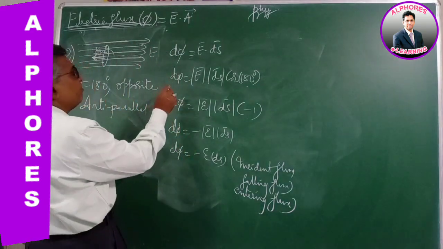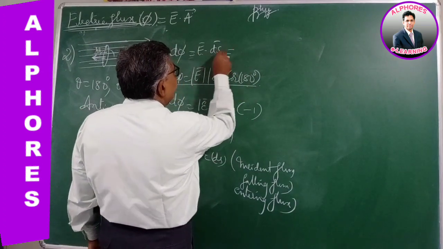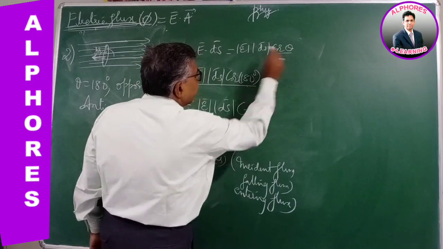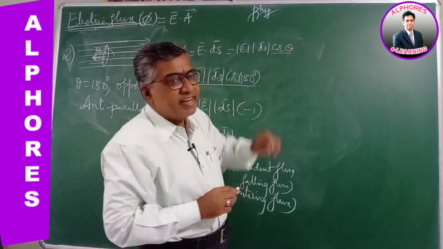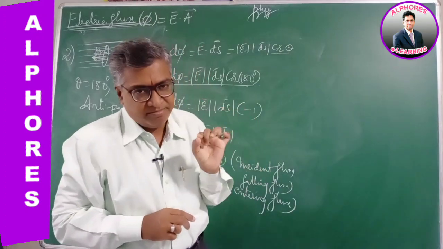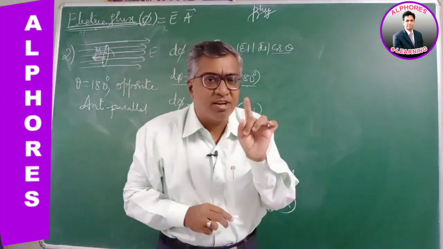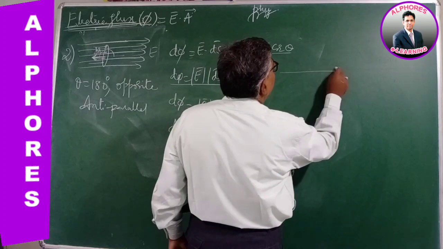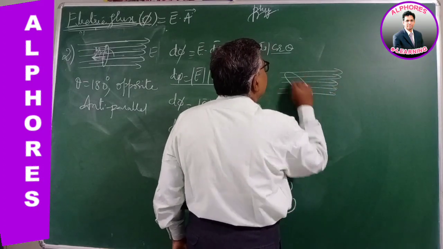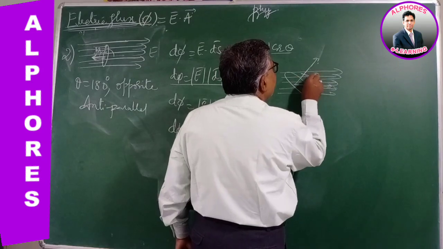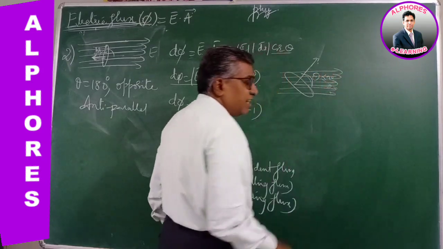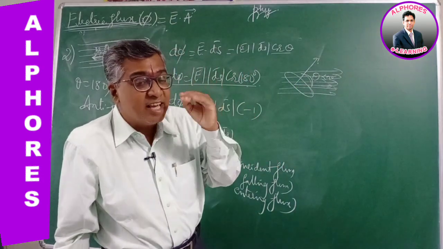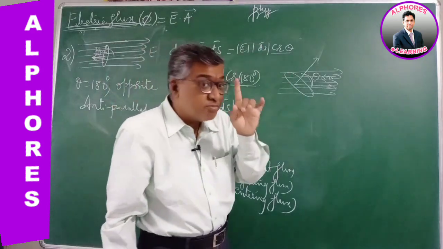Actually, when you look at this formula, E dot ds, mod E mod ds cos of the angle, according to trigonometry, for all angle theta ranging from 0 to 90, the cos value is positive. So, acute angle, cos positive. If the electric field is like this and the area element is like this, the angle between them theta is less than or equal to 90. For all these values, acute angle, the answer is positive. It is emerging out of the surface, that is emitting flux, positive.